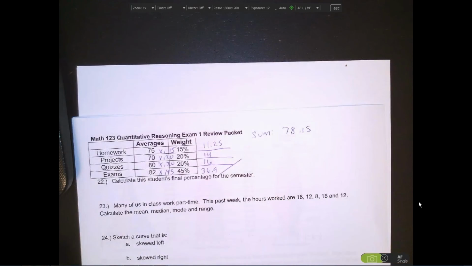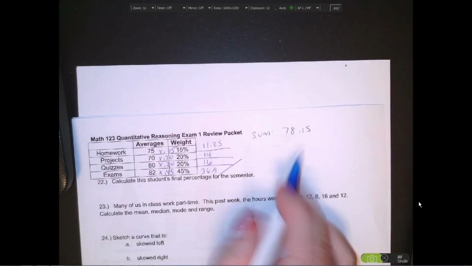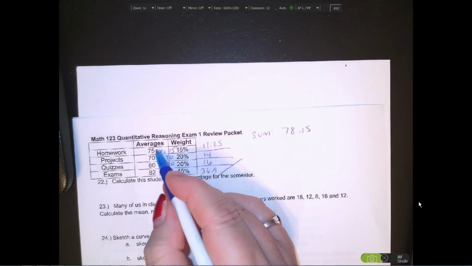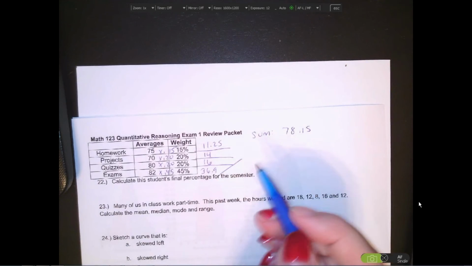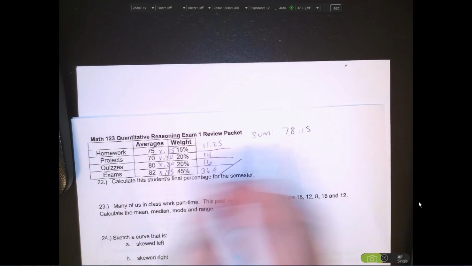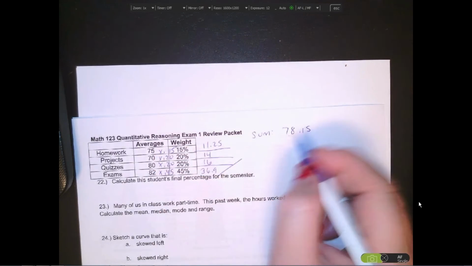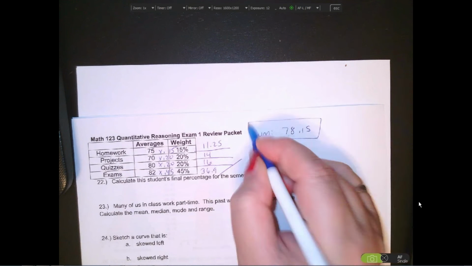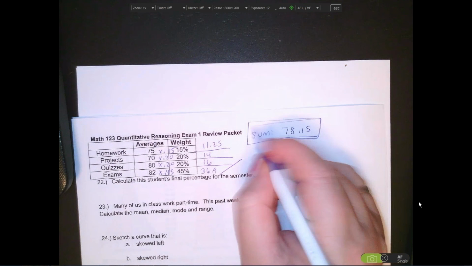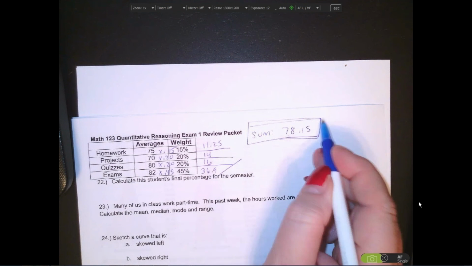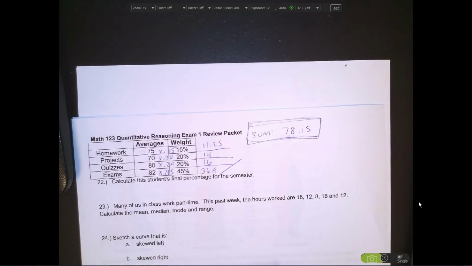Again, use some number sense. These are your grades, so the answer has to fall between the lowest one, which is a 70, and the highest, which is 82. On the weighted by percent averages, all we do is sum, we don't divide, so you are done right there at 78.15. Okay.